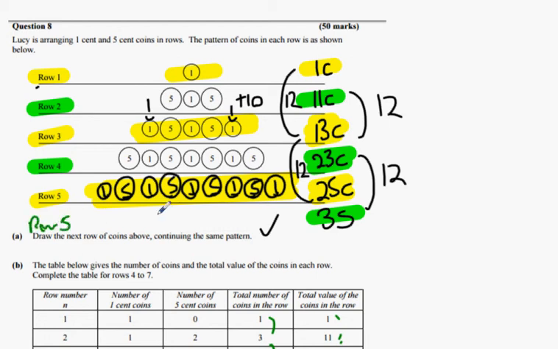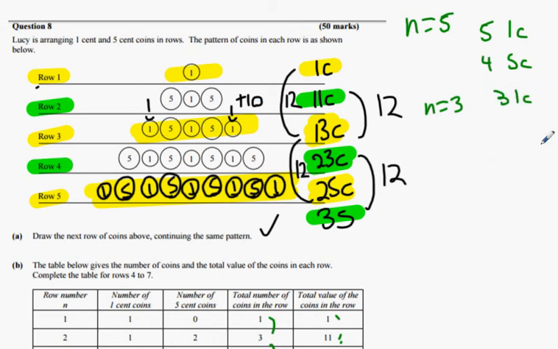Row 5 has how many 1 cent coins? 1, 2, 3, 4, 5. So row 5 has 5 1 cent coins. When n equals 5, you have 5 1 cent coins. And how many 5-cent coins do you have? 4 5-cent coins. Let's have a look at n equals 3. At n equals 3, how many 1 cent coins do you have? 3 1 cent coins. And how many 5-cent coins?